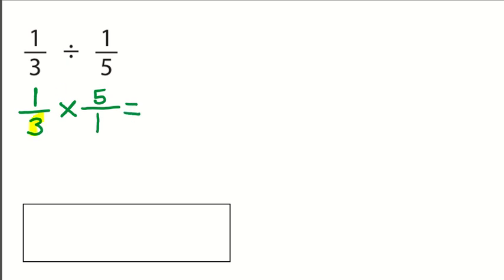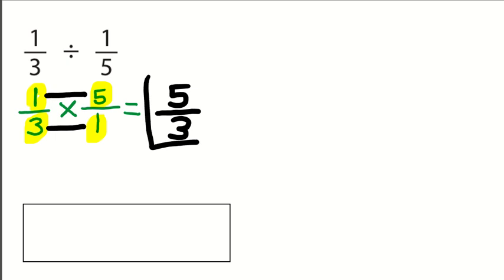Now again, my diagonals. Biggest number that goes into 3 and 5 is just 1, and then these are just 1s. So we're good to just multiply across the top. 1 times 5 is 5, and now across the bottom. 3 times 1 is 3. Now, this is a perfectly acceptable answer, so I'm going to put this in a box. This is an improper fraction.